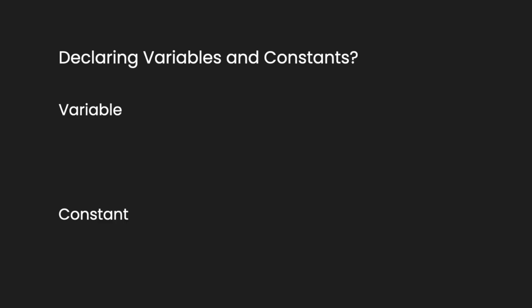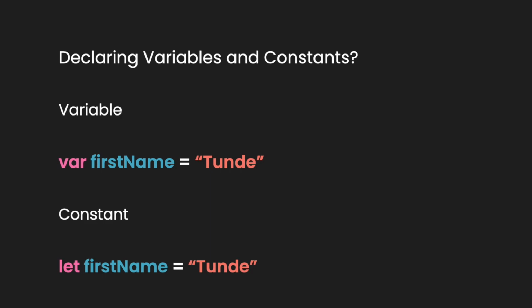If we look at declaring variables and constants, there is a bit of a difference in terms of the syntax. So let's look at a variable. Here we have a variable called firstName with my name in it. You can see the syntax is var, then the name of the variable, equals, the value. But when declaring a constant, it's a bit different. If we look at constants, rather than using var, we now use let. So we have let, then the property name, firstName, and then the value.